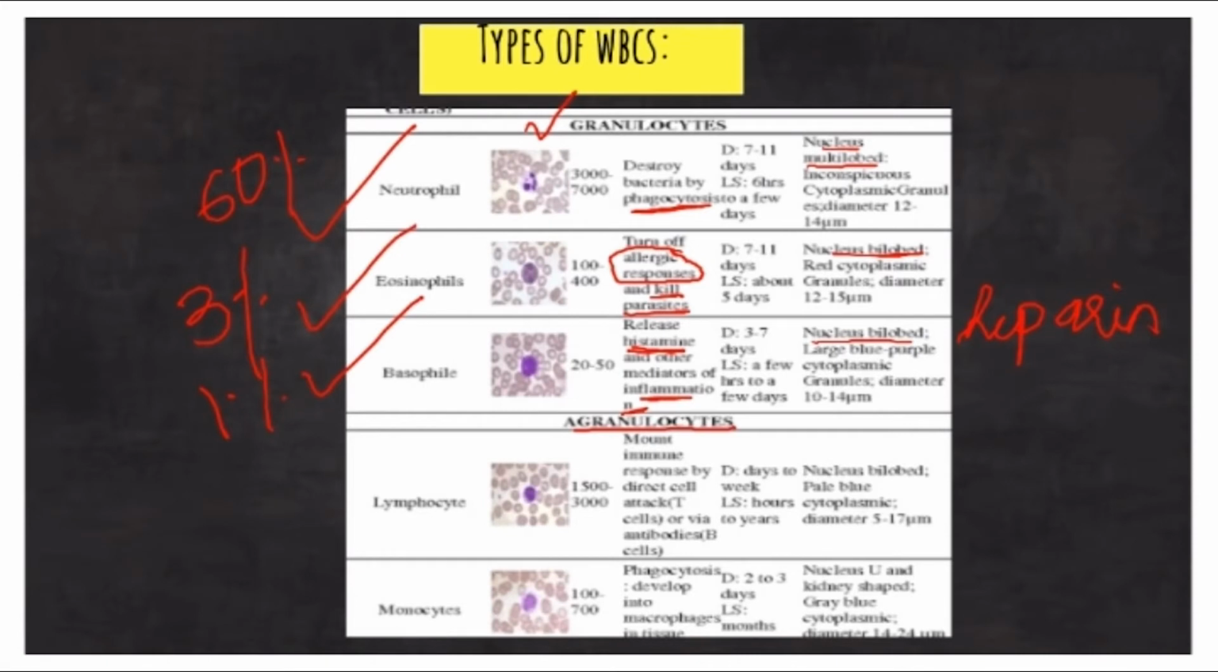Second is the agranulocytes. The first agranulocyte is the lymphocyte, which comprises 30% of the total WBCs. It shows immune response by direct cell attack in the form of T cells or via antibodies with the help of B cells. The second agranulocyte is the monocyte, which comprises 6% of the total WBCs. They develop into macrophages in the tissue and help in the process of phagocytosis, that is ingesting the foreign bacteria or virus.